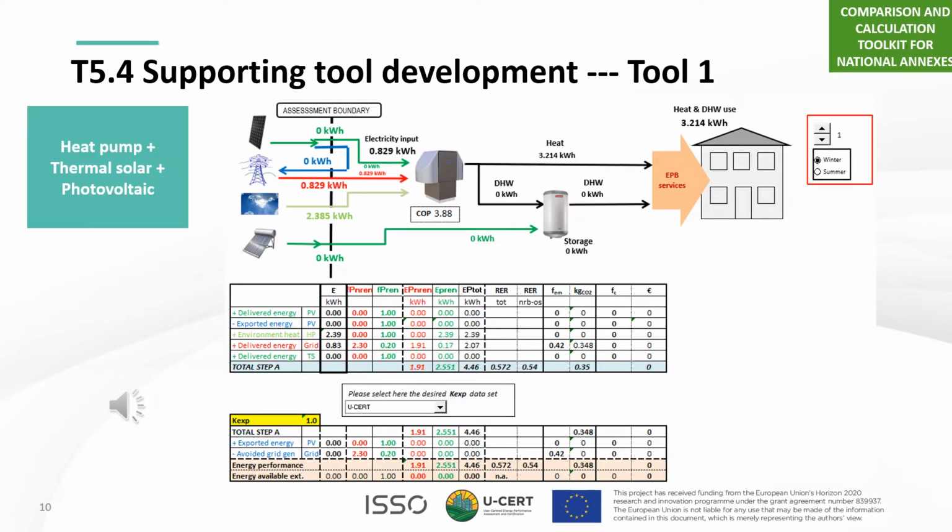Here it is reported an example of one of the simplified spreadsheets. This is the one with heat pump plus thermal solar collector and photovoltaic panel. The two tables below the graphic depict the energy balance steps A and B, which are dependent on the key exported factor. As can be seen, these spreadsheets produce the following results: non-renewable, renewable, and total primary energy, the renewable energy ratio, and the final CO2 emissions and cost values, always expressed in terms of primary energy for both step A and step B.